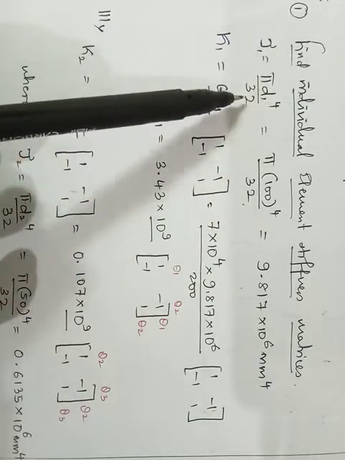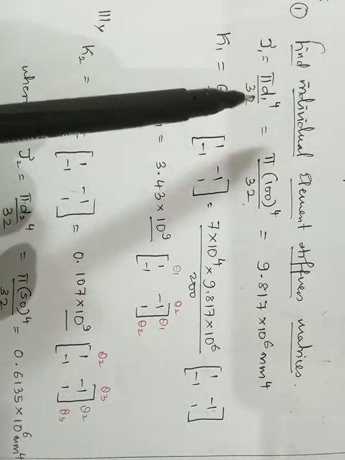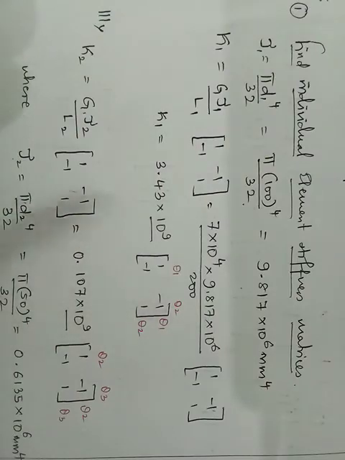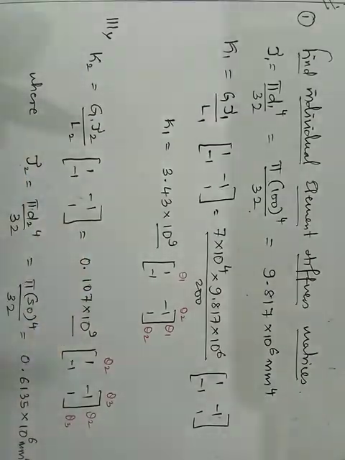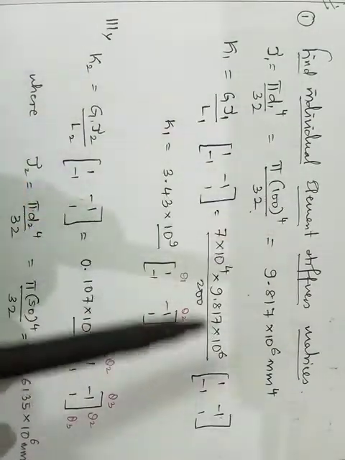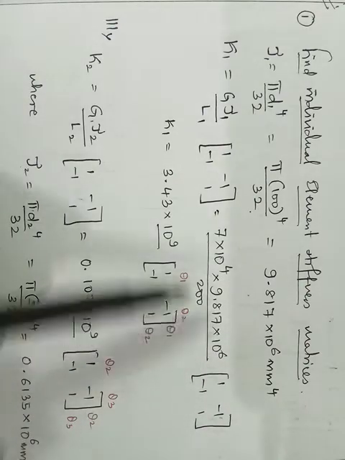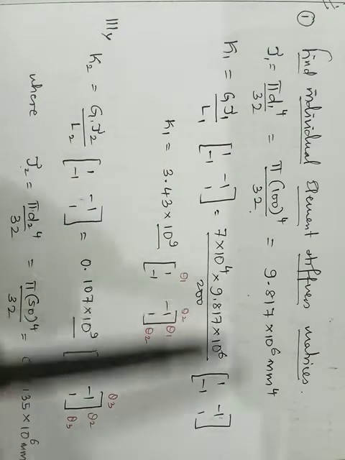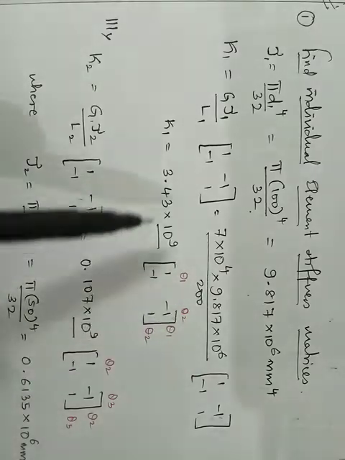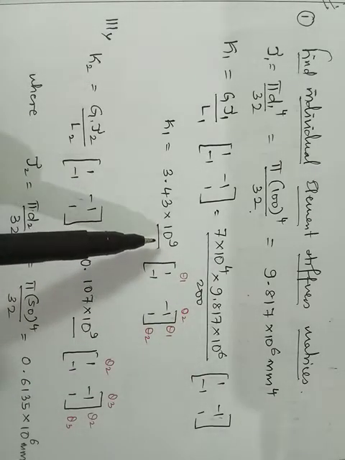J is pi d1 raised to 4 divided by 32. The value of diameter is given in mm, 100 mm. You can check it, it is 100 mm, and because of that I have taken it as 100 raised to 4, so it comes out to be 9.817 into 10 raised to 6. If you replace it here, and the length of the element was 200 mm, if you simplify this, the outcome will be 3.43 into 10 raised to 9.